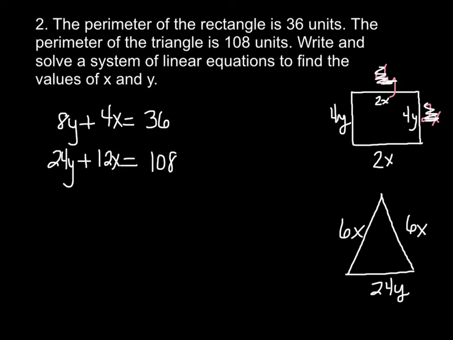Because everything is lined up, I'm going to use the addition method. So I'm going to cancel, let's say, the x's. Because I want the x's to cancel, and this is 12x, I need to make this negative 12x. So I would multiply the first equation by negative 3. That gives me negative 24y minus 12x equals negative 108.